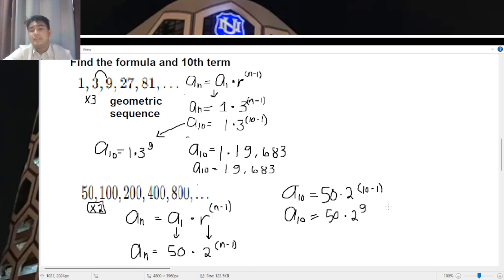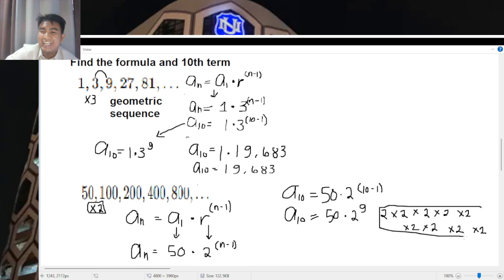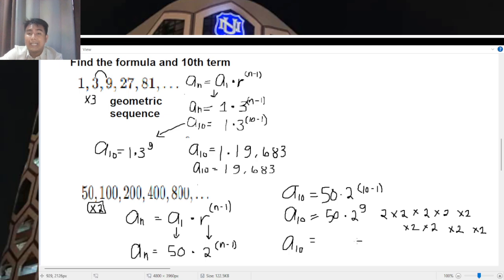So, there you go. Okay. 2, 2, 2, 2, 2, 2, 2, 2. Okay. I've made an effort. So it means it's 9 pieces of 2 multiplied by itself. Okay. And if you're going to use that in a calculator, 2 raised to 9 means 512. Okay. So it's going to be 50 times 512.